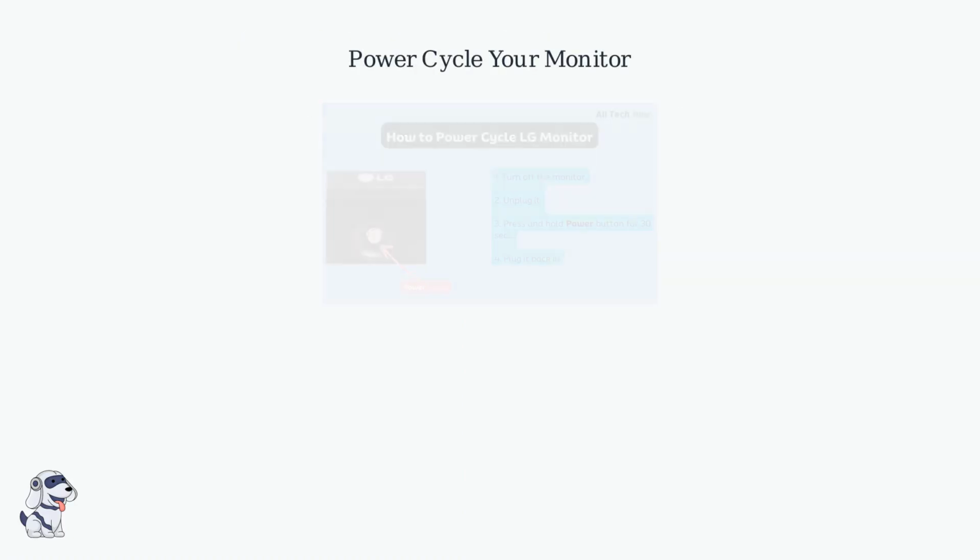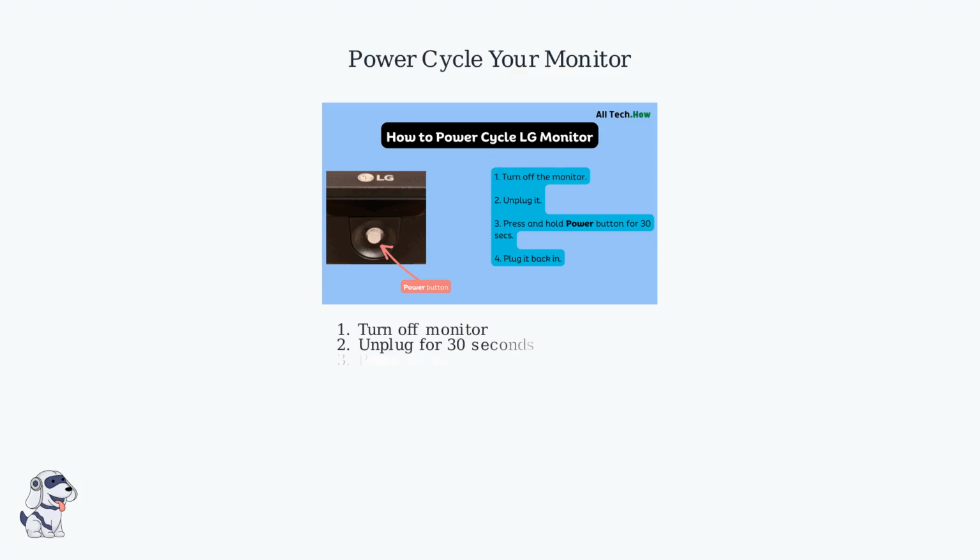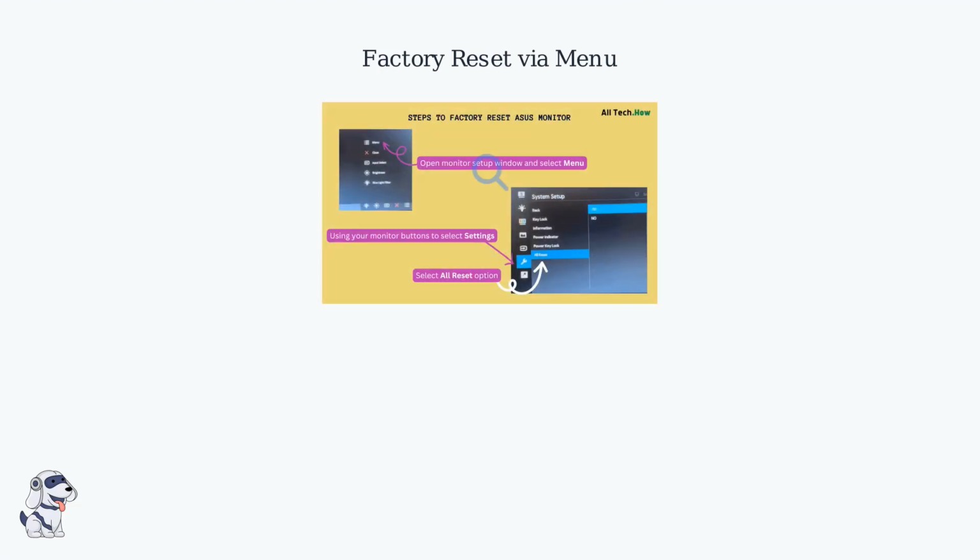A simple reset can often clear cached settings that cause conflicts with grayed-out picture options. Start with a power cycle to refresh the monitor's internal state. Next, perform a factory reset through the monitor's on-screen menu. This restores default settings and can resolve software glitches affecting picture options.